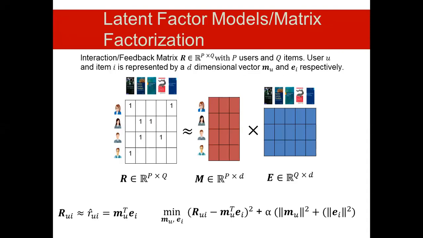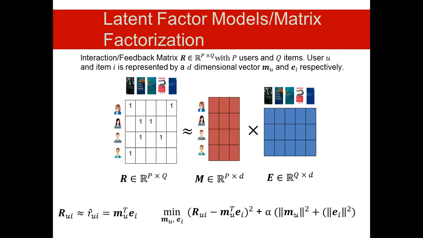So each rating RUI can be viewed as a product of the user latent factor M and item latent factor E. So this M and E are parameters we want to learn. So the objective function would be to minimize the difference between the ground truth rating RUI and our predicted rating, which is the product of MU and EI. So here I show the objective function. We minimize this objective function.